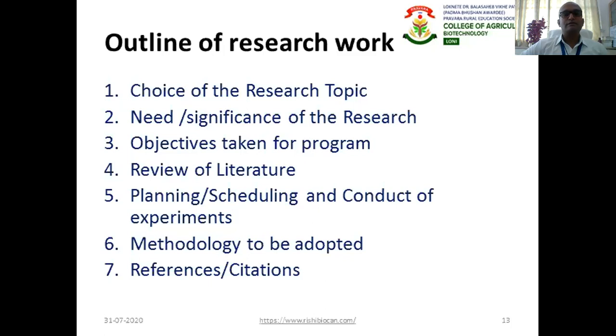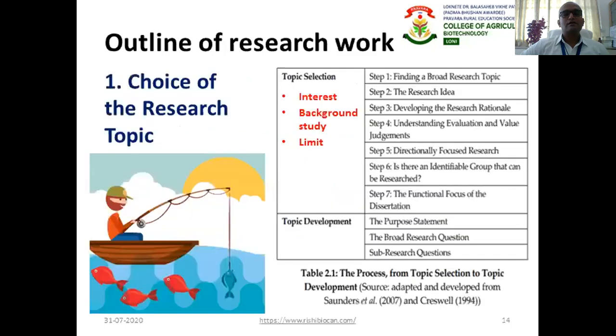Then references and citations. These references and citations will come from the review of literature. So it will have a list of references. So this is just a common pattern for the outline of research work. So we'll study one by one. First, start with the choice of research topic.